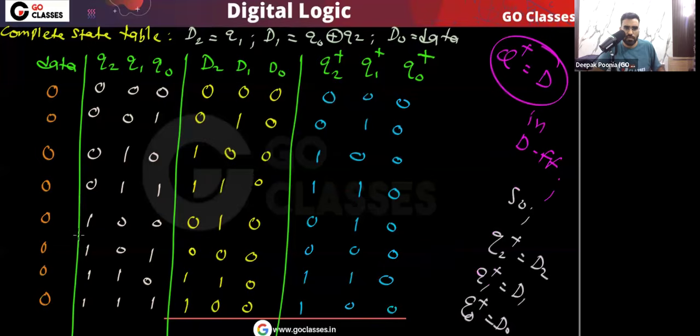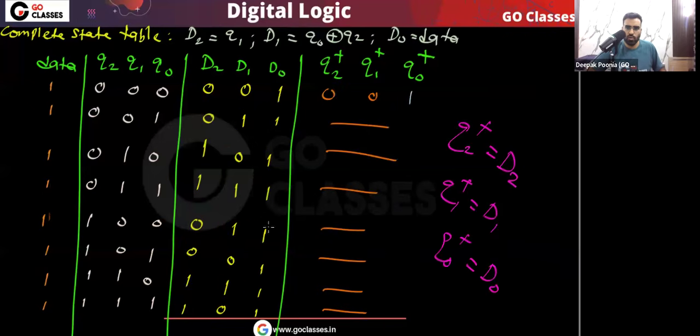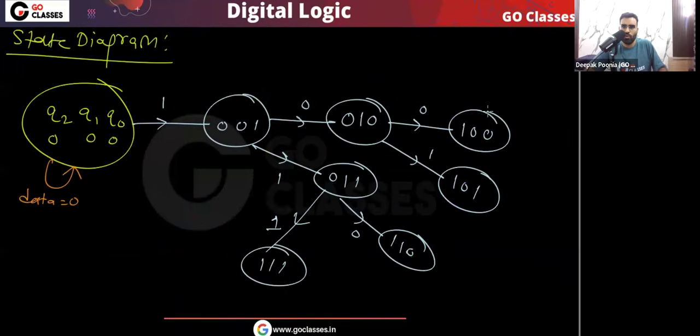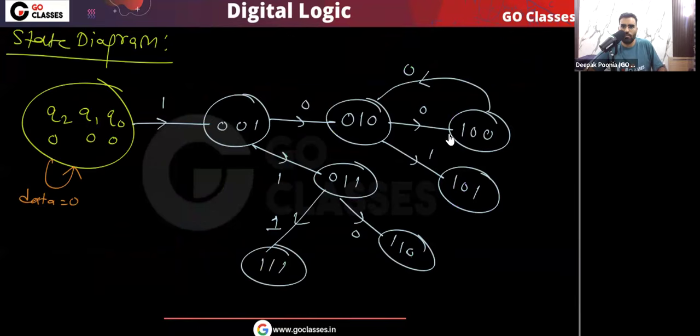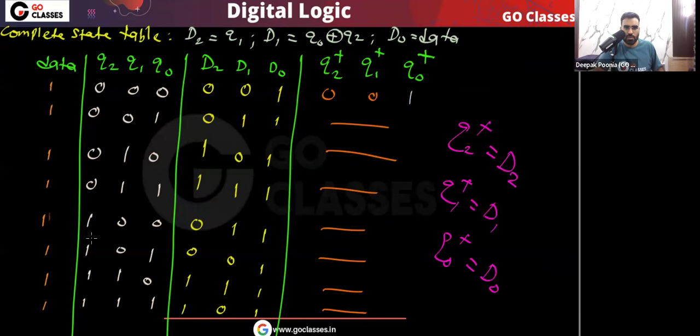From state 4, if the present state is 4, then on input 0 we are going to state 2. And from state 4, on input 1 we are going to state 3, correct?